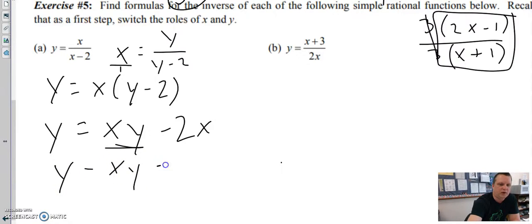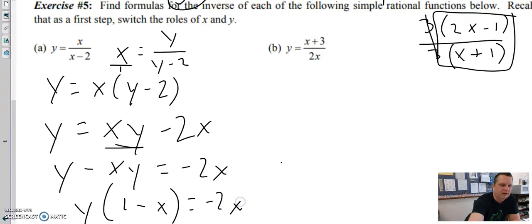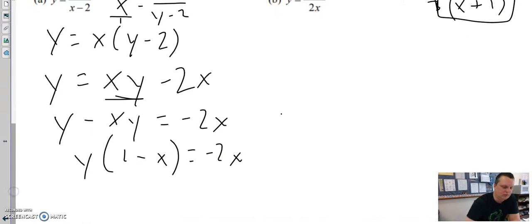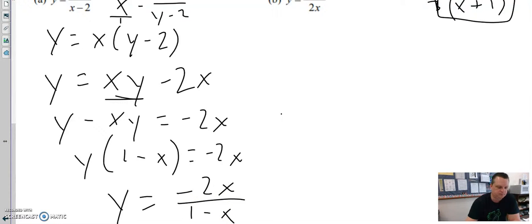y - xy = -2x. Get the y alone, factor out a y. y(1 - x) = -2x. I know I'm flying, but you can replay it. Okay, and then I divide both sides, and I will get y = -2x all over (1 - x). And that is the inverse.